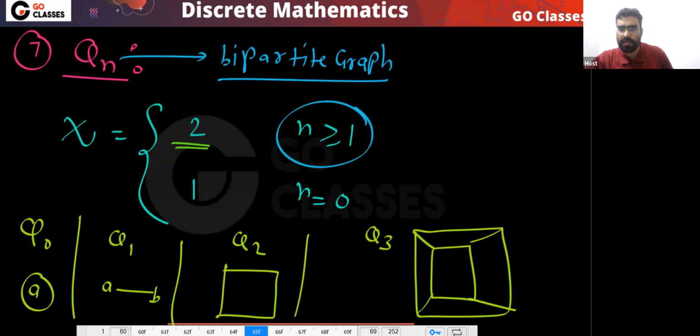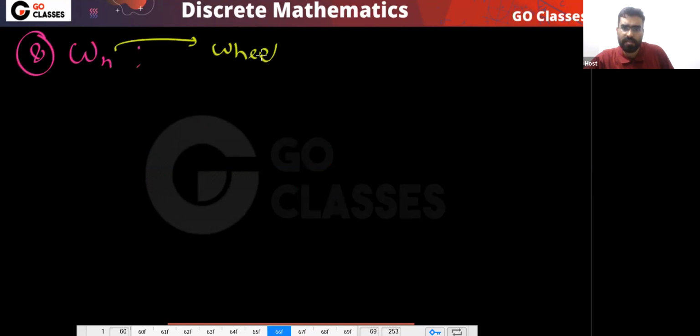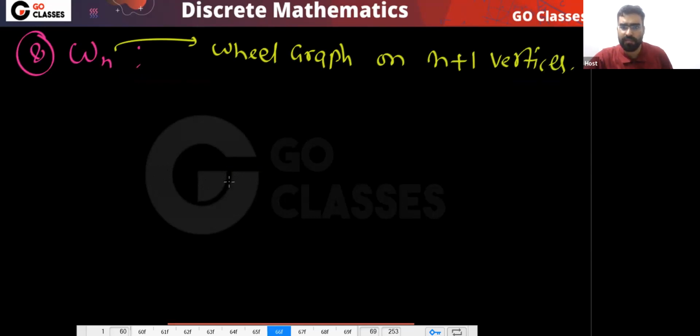Okay, clear? All these points, are they clear? So did we leave any graph? Yes, the wheel graph is there. So let's see the wheel graph. What can you say about the wheel graph? Wn, how many vertices? This is a wheel graph on n plus 1 vertices. So tell me, what is the chromatic number for the wheel graph?